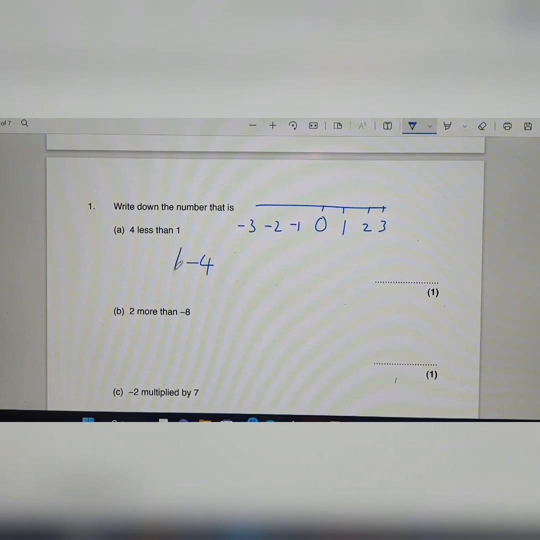So I'm starting with 1 and I'm taking away 4. So 1 take away 4. So 1, 2, 3, 4. So 4 hops because I'm taking away 4 and I'm going in this direction, which is getting smaller. Okay, the opposite direction will be getting bigger. So you do that if you were adding. In this case, you're taking away. So 1 take away 4 is minus 3.